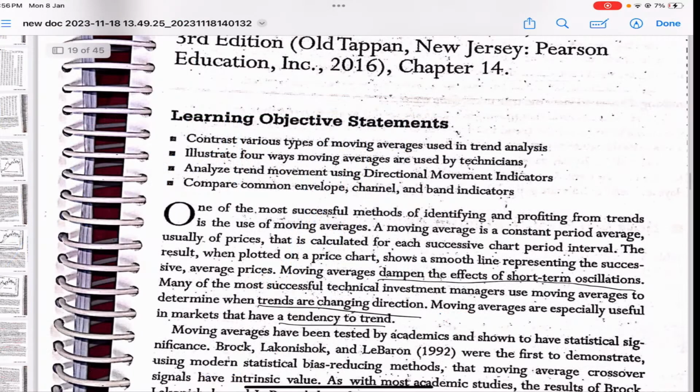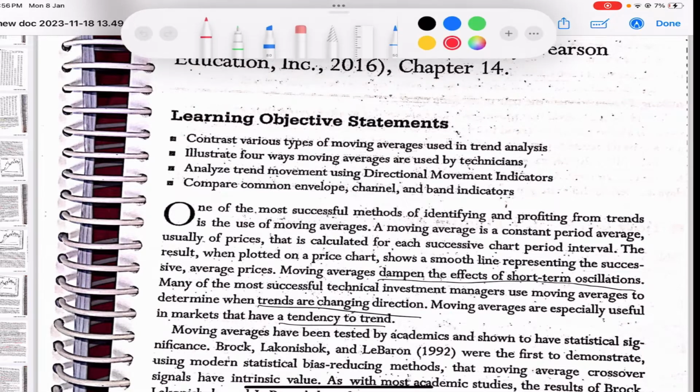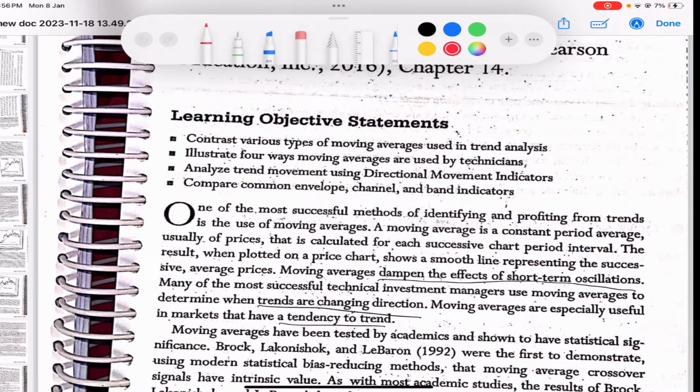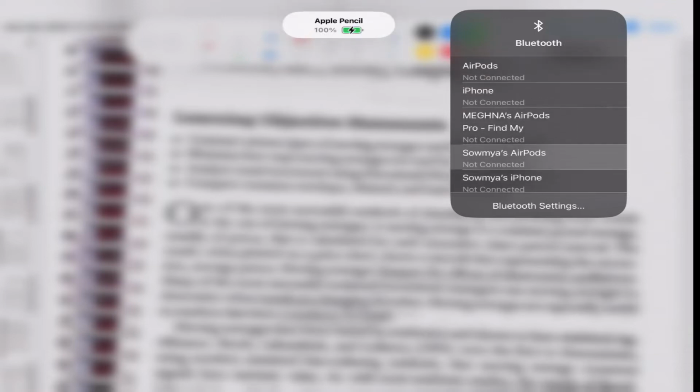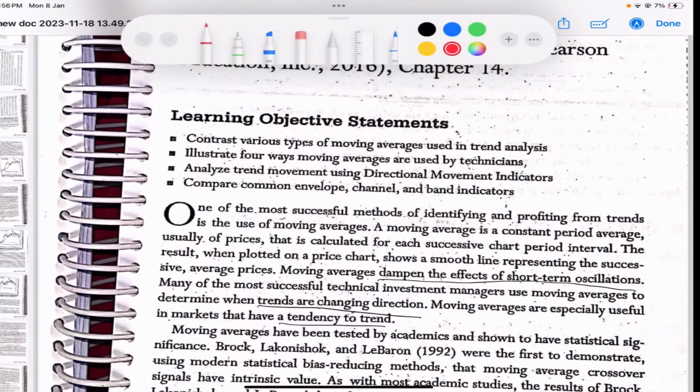The learning objectives in this chapter: various types of moving average. We know there are various types, for example the simple moving average, which we just saw. We have the exponential moving average, the triangular moving average, and the geometric moving average. Just a second, let me connect my Apple Pencil. Okay, so these are the various kinds of moving averages which can be used.